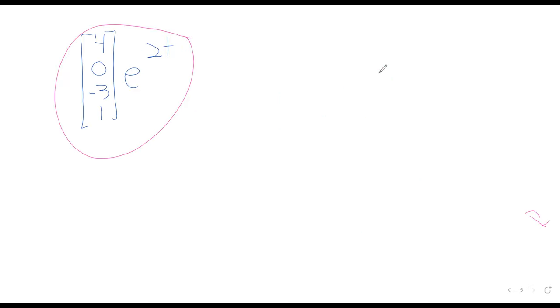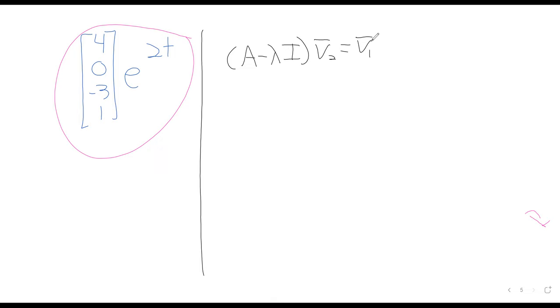So we'll start in with the generalized eigenvectors. Once we've found an eigenvector, we can look for the generalized eigenvectors. The generalized eigenvectors are found the same way the eigenvectors are found, except that instead of setting it equal to 0, we'll set it equal to the eigenvector. So to find a generalized eigenvector, we're looking at (A minus 2I) times v2 equals v1.